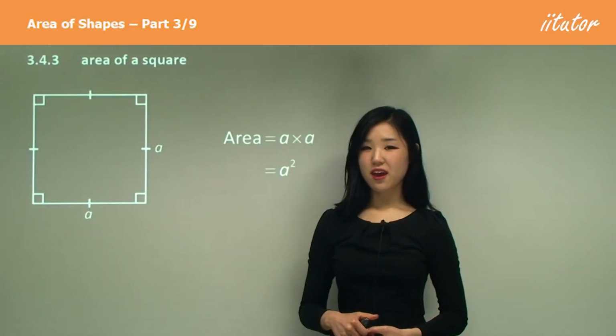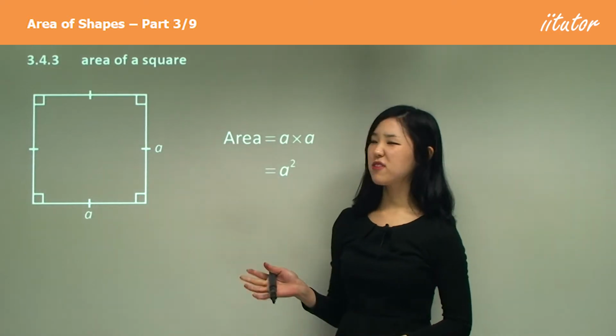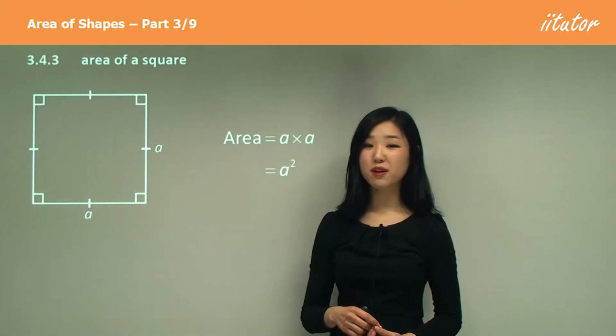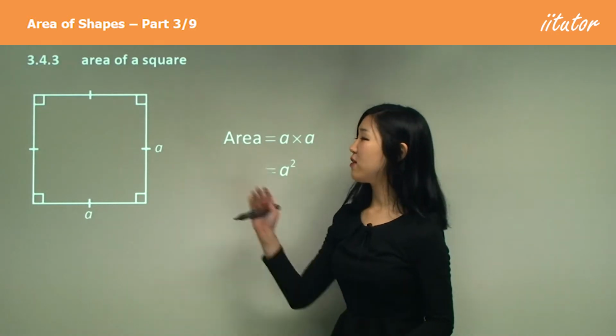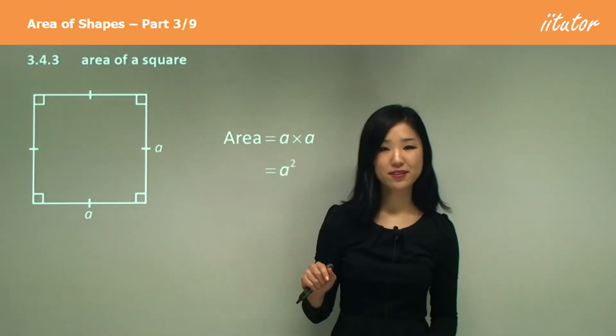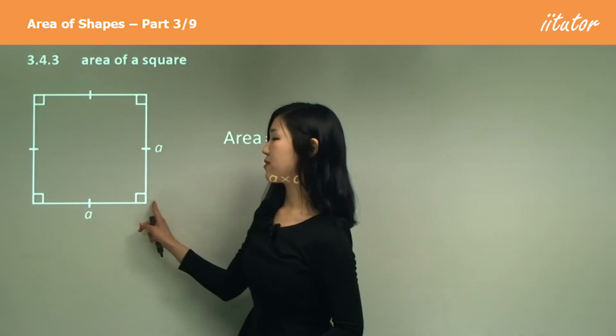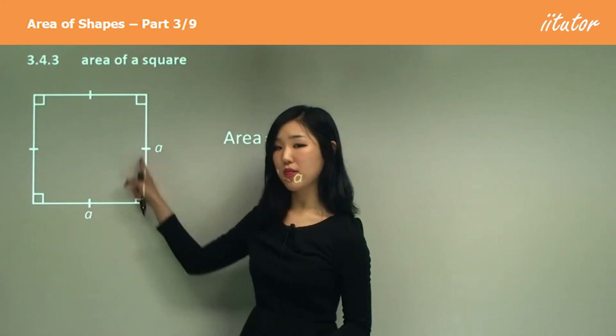Okay, now we'll look at the area of a square. So this is probably the easiest one. Probably most of you already know how to do this one. If you're given a square, all sides are equal, isn't it? So if this is A, this must also be A. So the length and width are the same.